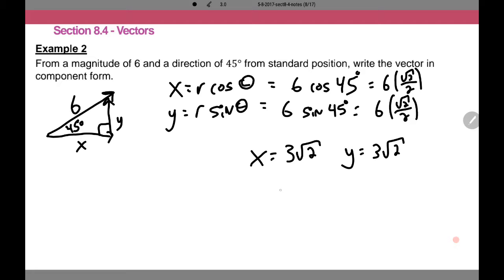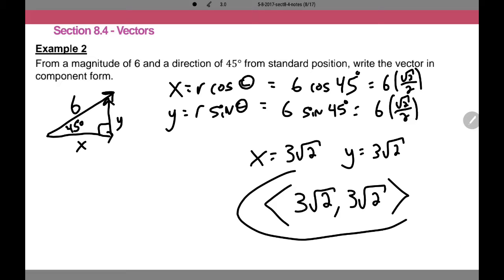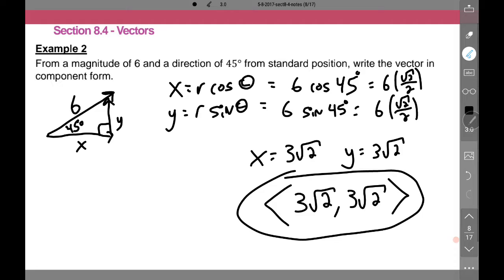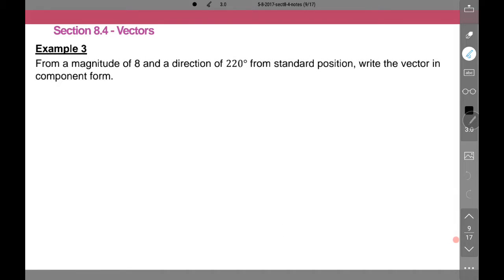Now, when we write the vector in component form, we put these little brackets around x and y, and that tells somebody that this is a vector. You may have seen that in geometry before, so hopefully that's a little familiar. And that's our final answer there. It's a lot like a polar coordinate as far as finding the answer, except it represents something different. It represents the components of the vector.